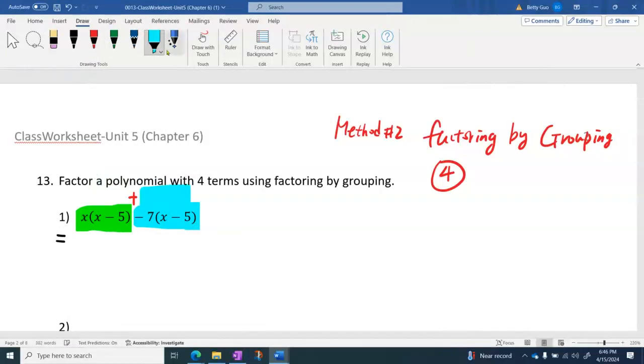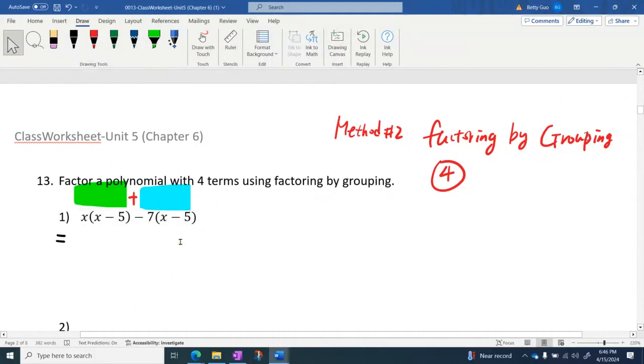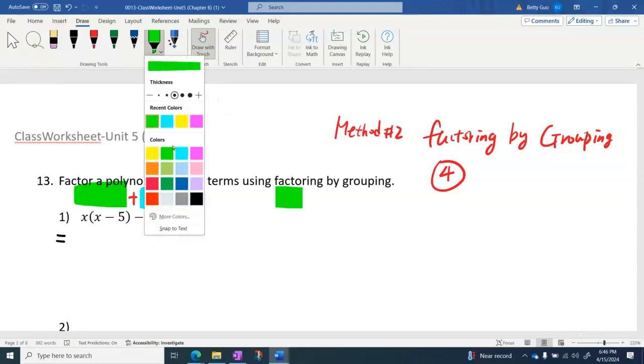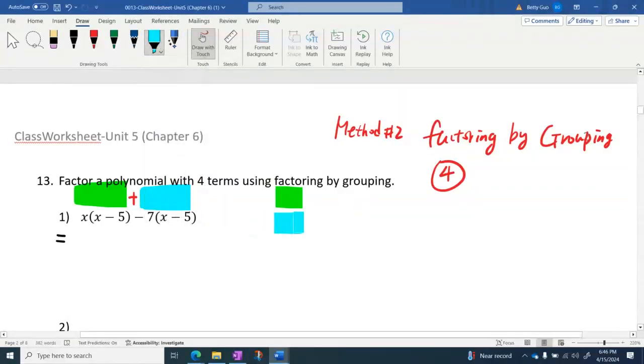That's the structure, green plus blue. The green part is x times x minus 5. The blue part is -7 times x minus 5. I have a question. Look at the 2 parts. Do they have anything in common? The green part and the blue part.